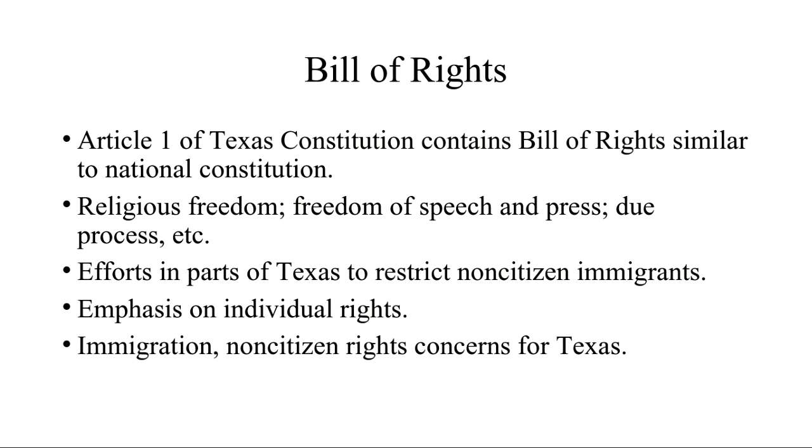state constitution. So Article 1 of our Constitution does include a pretty similar Bill of Rights, talking about freedom of speech, freedom of religion, freedom of the press, due process. Right, we can't just hang people like we used to with lynchings. We can't deny the press the ability to criticize Governor Abbott. The fundamental rights in the federal constitution are also granted to us in Texas.